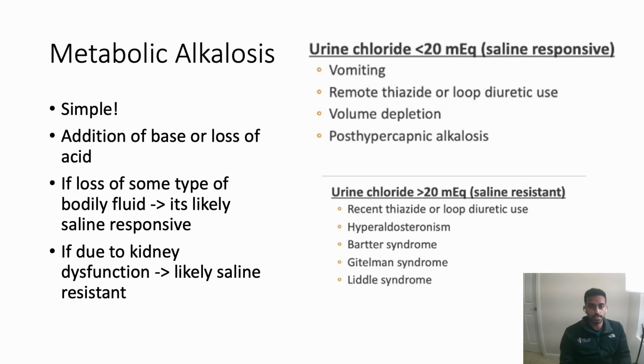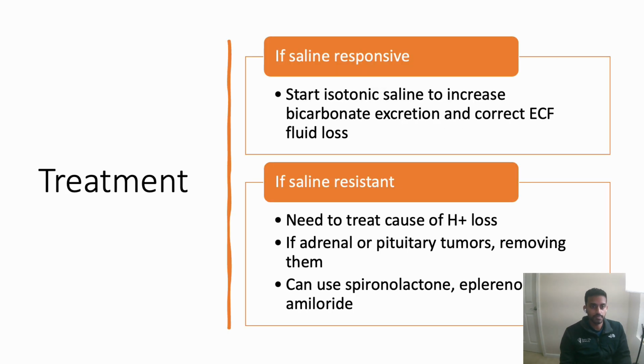So you review the causes. Saline responsive causes are vomiting, thiazide or loop diuretic use, volume depletion, post-hypercapnic alkalosis. Urine chloride, so saline resistant is the same thing: recent thiazide or loop diuretic use, hyperaldosteronism, Bartter syndrome, Gitelman syndrome, Liddle syndrome, which are all disorders of the kidney.